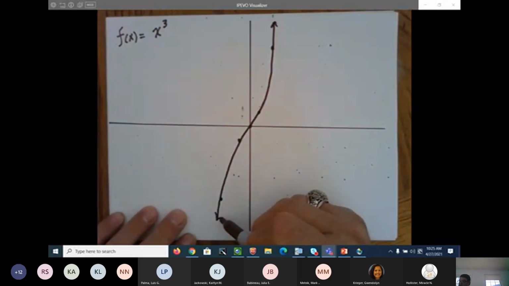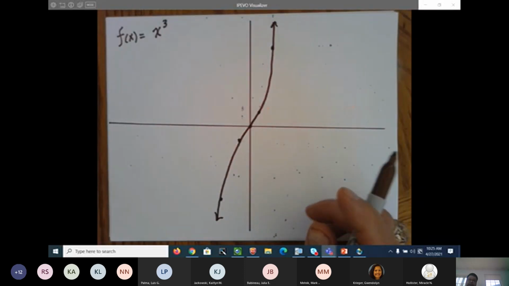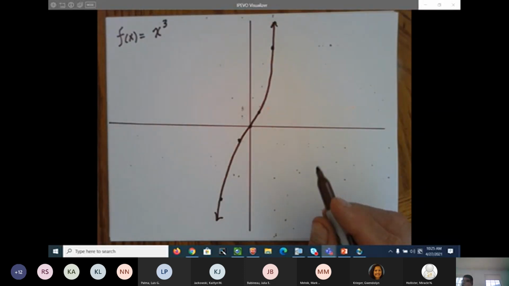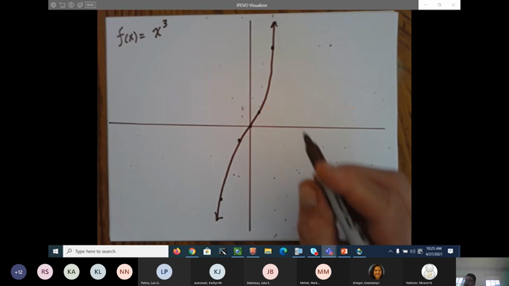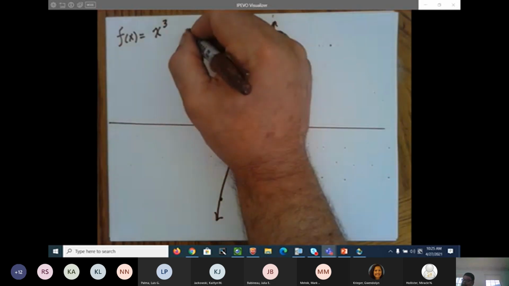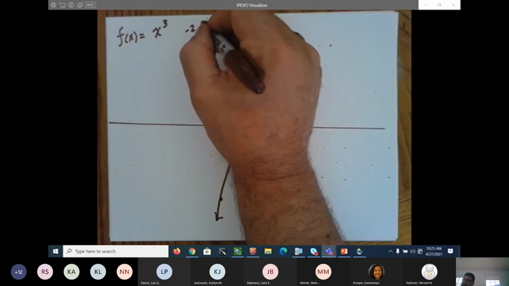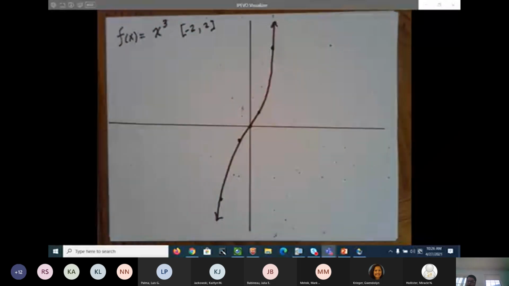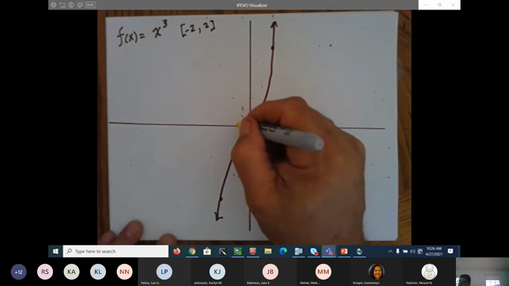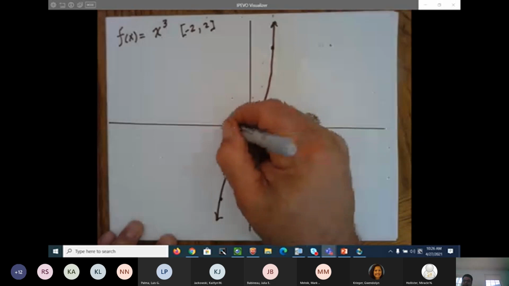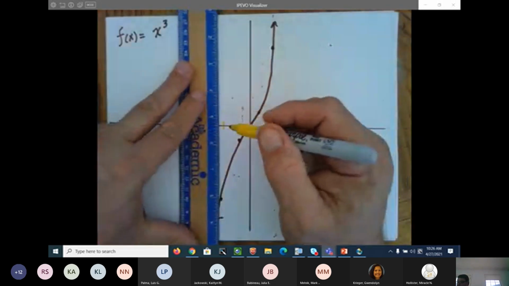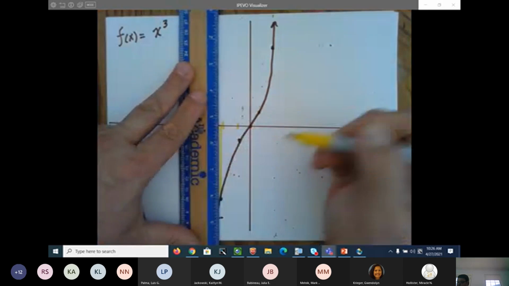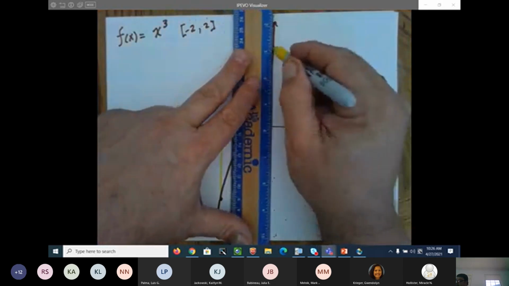Of course, y'all know what it looked like because you know your parent graphs. But I want to know the area between -2 and 2. So I'm going to draw it for you. I'm going to take my handy dandy yellow highlighter. -2 and positive 2.